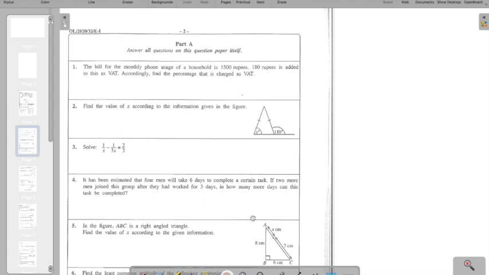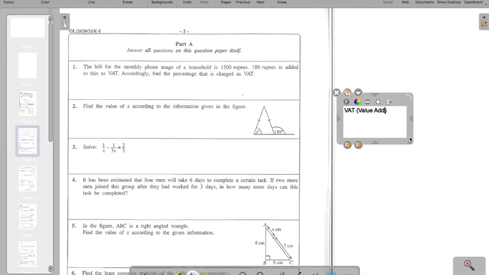So question 1 is going to be very easy, right? Question 1 basically tells that the bill for the monthly phone usage of a household is 1500 rupees. 180 rupees is added to this as VAT. Accordingly, find the percentage that is charged as VAT. So VAT basically means value added tax, right?